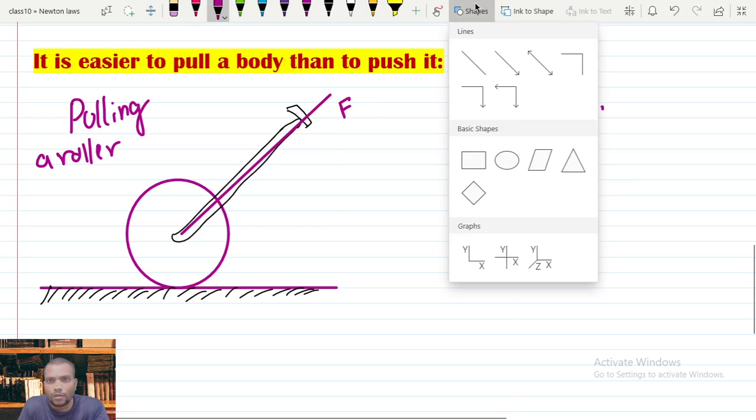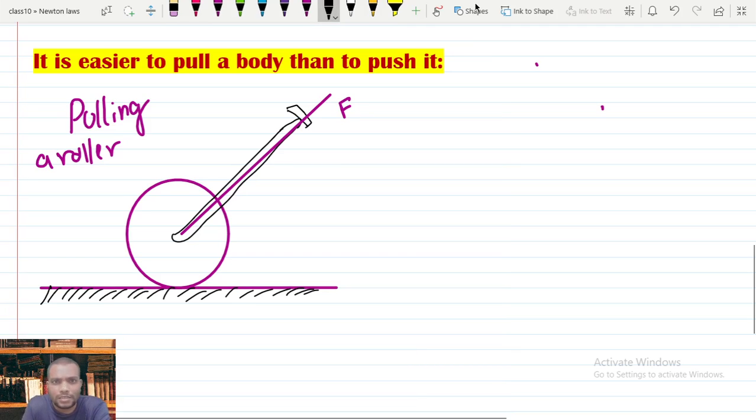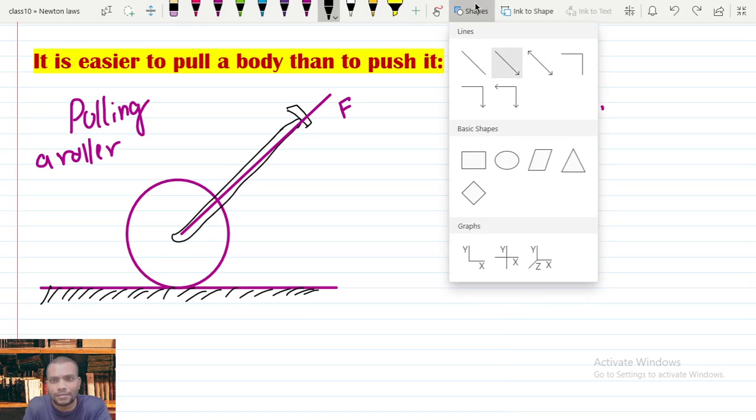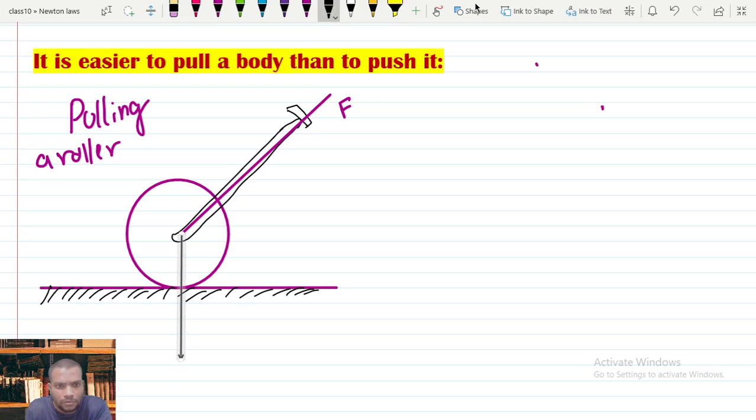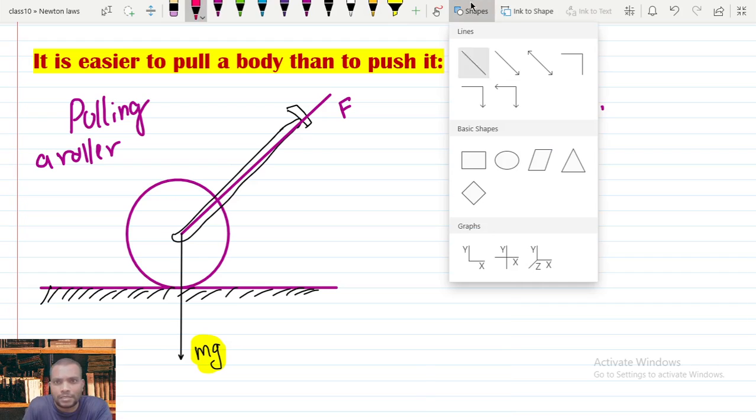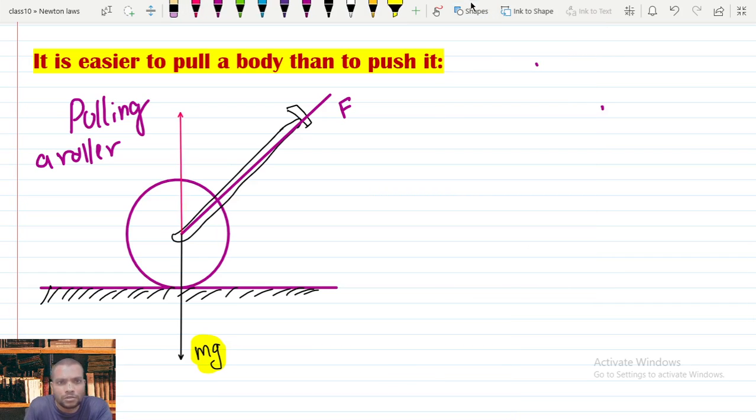Now if you represent the remaining forces, first, gravity acts in the downward direction. This force acting downward is mg. This is the first force. And we know there is a force which always opposes gravity, that is the normal reaction force. So this is the opposing normal reaction force R. Okay.